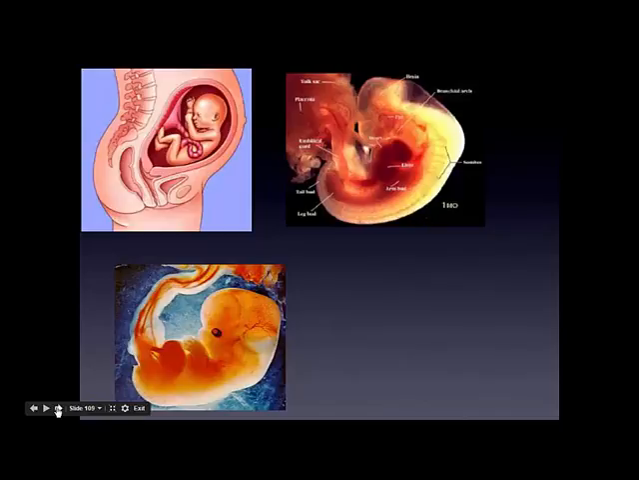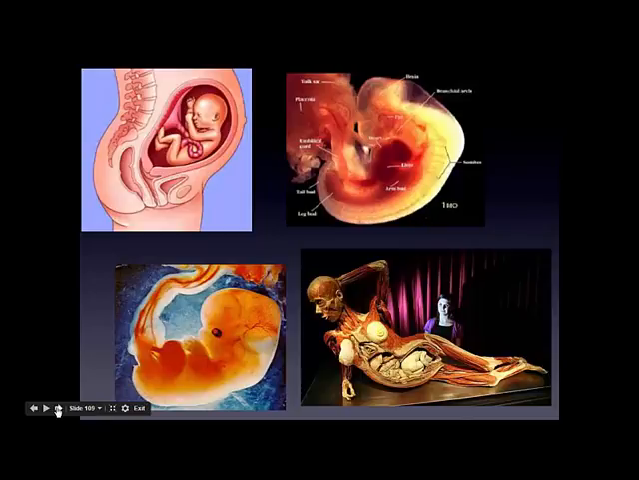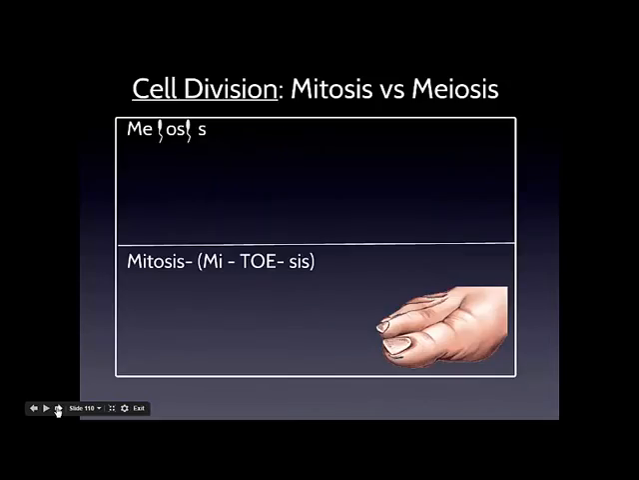And then this one is showing a pregnant woman. This is a real body. You can see that it has the embryo inside of the uterus there. Gives you a conception of how big it is.